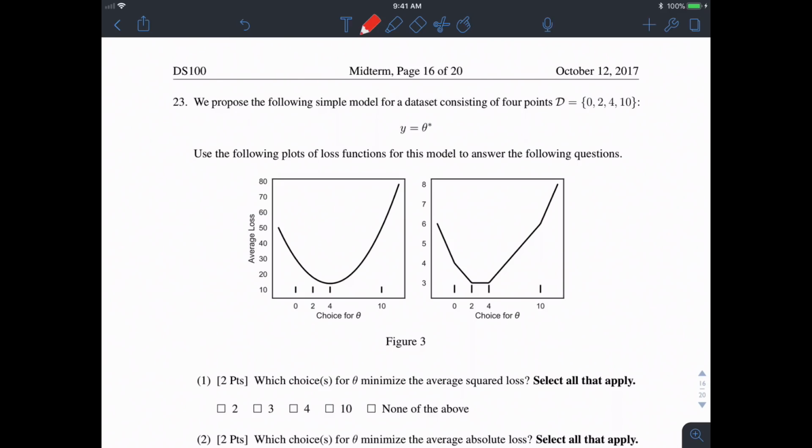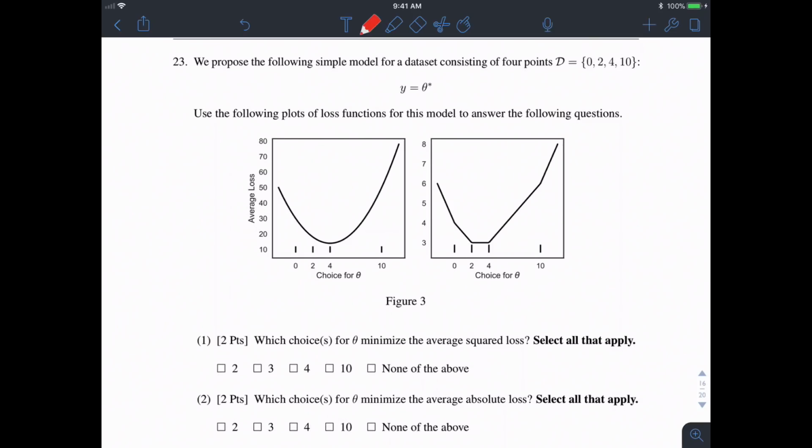Now in question 23, we're given the simple model y is equal to theta star and some data set of the 4 points 0, 2, 4, and 10. And we're asked to interpret the following plots. So it should be pretty clear that the plot on the left represents squared loss, i.e. L2 loss, and the plot on the right represents absolute loss. Right, and of course we're looking at average.